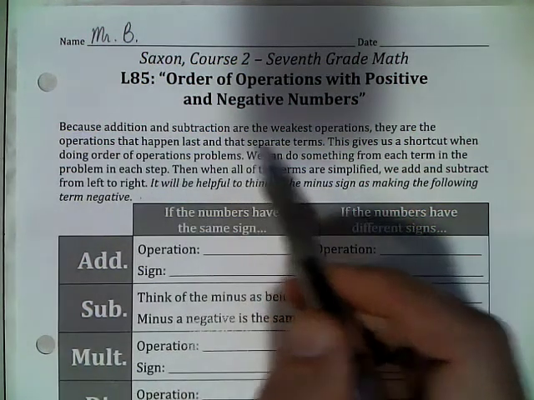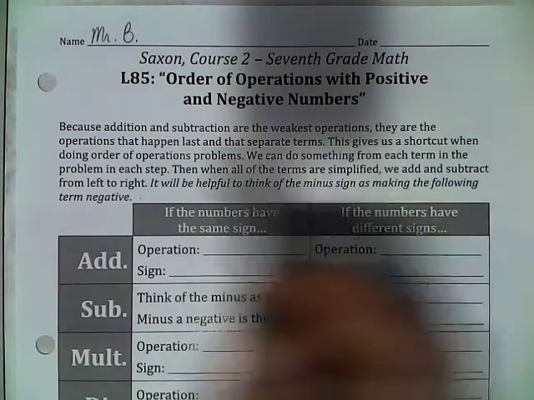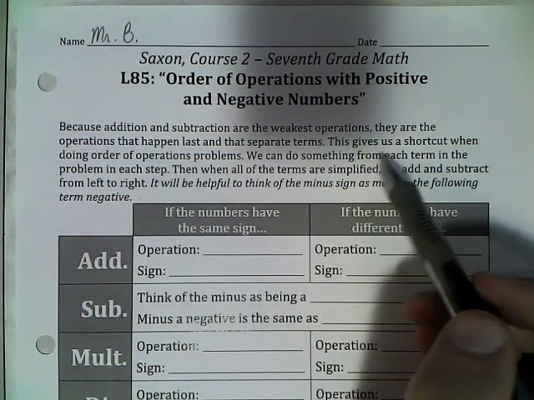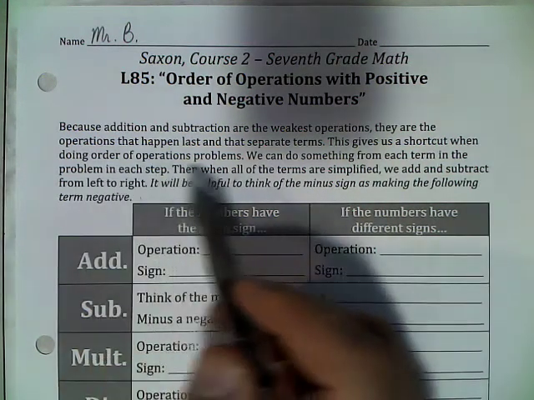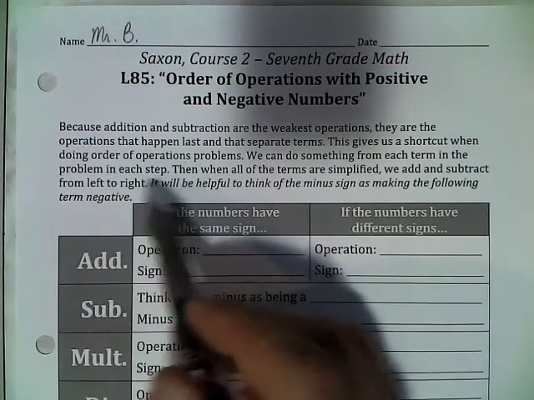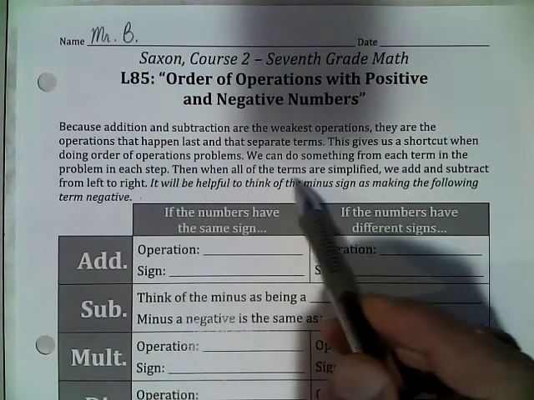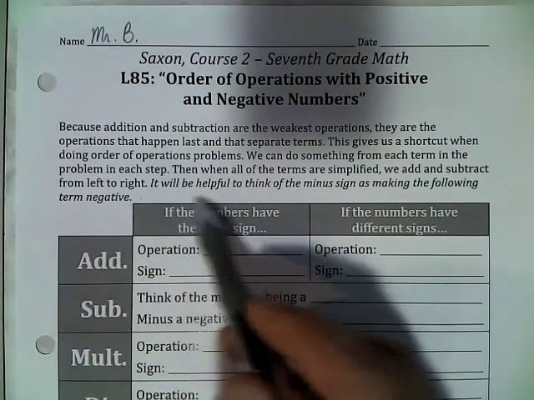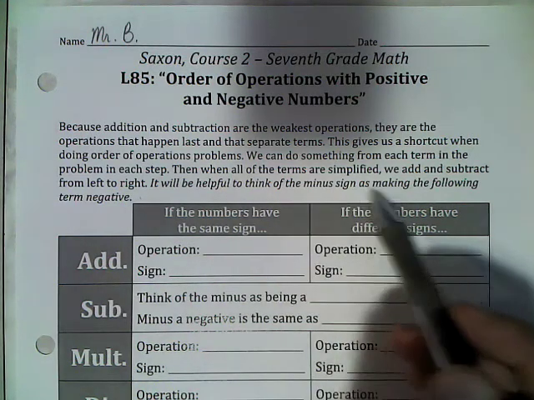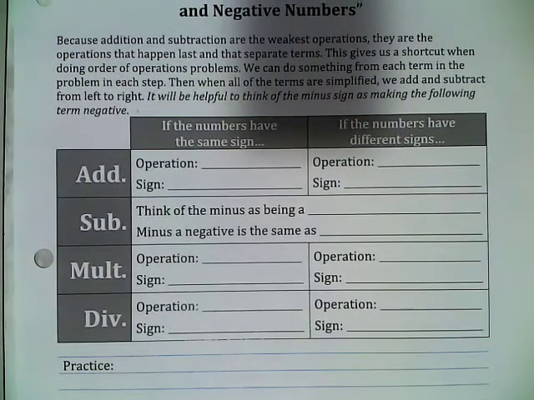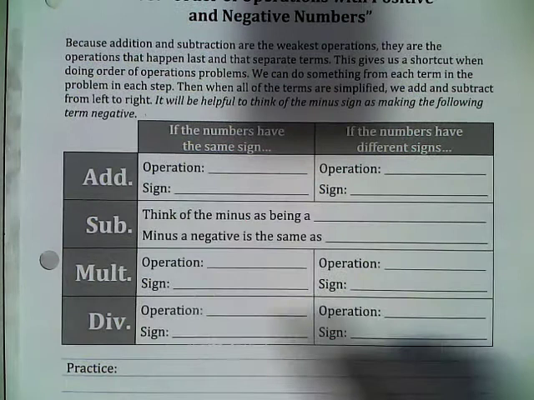Because addition and subtraction are the weakest operations, they are the operations that happen last and that separate terms. This gives us a shortcut when doing order of operations problems. We can do something from each term in the problem in each step. Then, when all the terms are simplified, we add and subtract from left to right. It will be helpful to think of the minus sign as making the following term negative. So, we're going to do a few examples like this. And to start off, quick review.